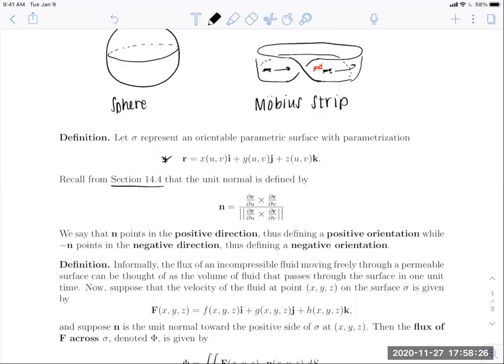All right. What we didn't talk about was the orientation of this normal. So we're going to say that n points in the positive direction and thus defines a positive orientation, and negative n points in the negative direction, thus defining a negative orientation. Remember that the cross product has the property that if you change the order, it negates the output. So the order of that output is important if you're looking for a positive orientation.